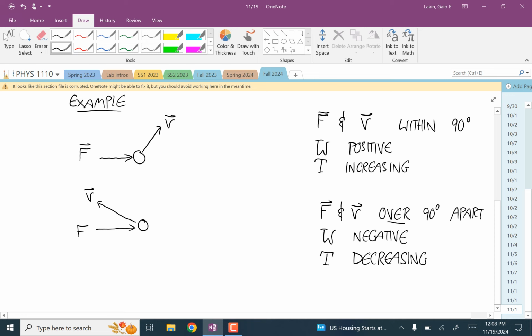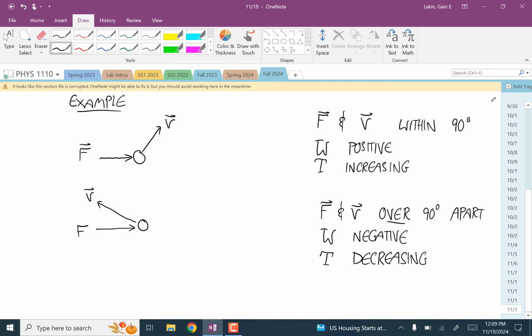And you can think of that in terms of the parallel part of the acceleration. So remember that speed is changed by the parallel part of the acceleration. In this case, the parallel part of the acceleration, the part that's parallel to the velocity, is going to be in the same direction as the velocity. So it's going to be speeding up. That's why the energy is increasing. The kinetic energy is increasing.